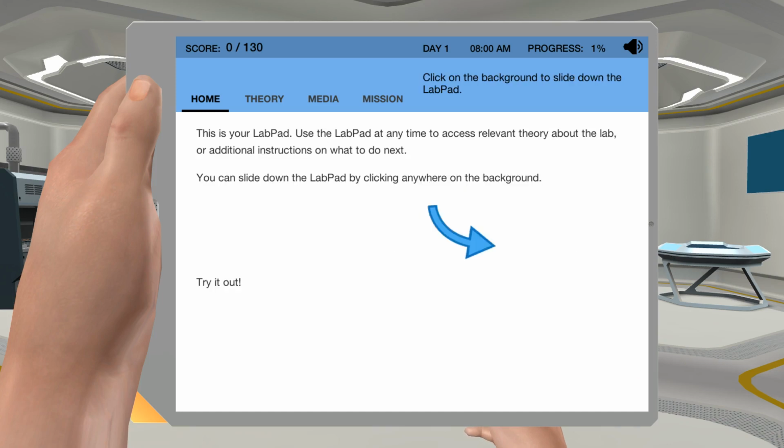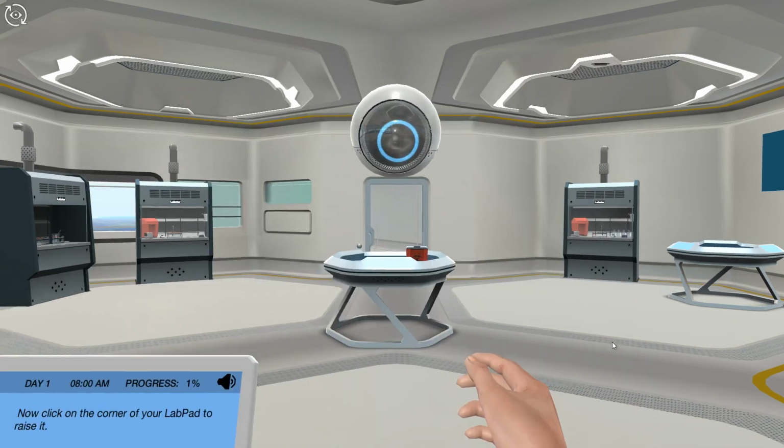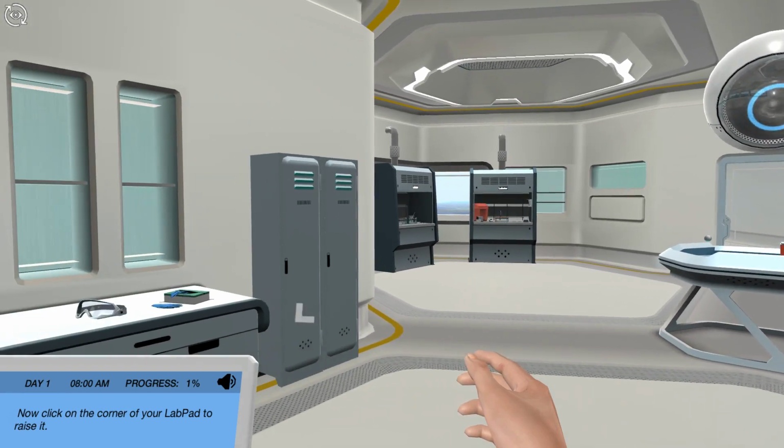This is your lab pad. Use the lab pad at any time to access relevant theory about the lab or additional instructions on what to do next. You can slide down the lab pad by clicking anywhere on the background. Try it out. Well done. When your lab pad is lowered, you can listen to me without having to click Continue.